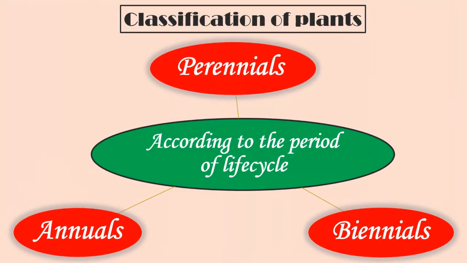The length of time from the beginning of development to the death of a plant is called its lifespan. The life cycle is the sequence of stages a plant goes through from seed germination to seed production of the mature plant. Depending on the period of life cycle, plants are classified as annual, biennial, and perennial plants.